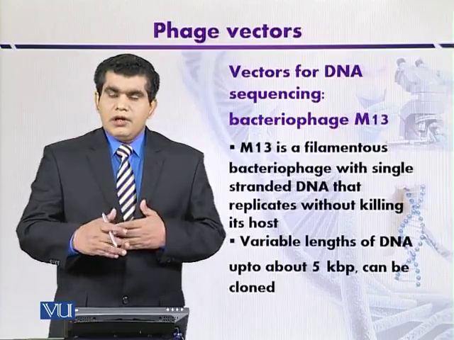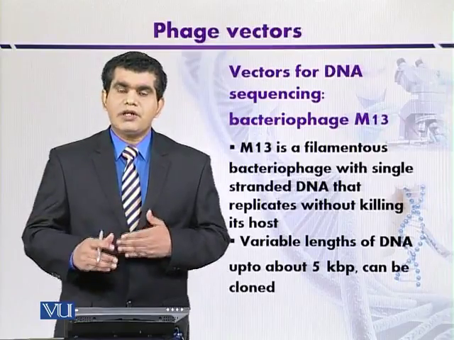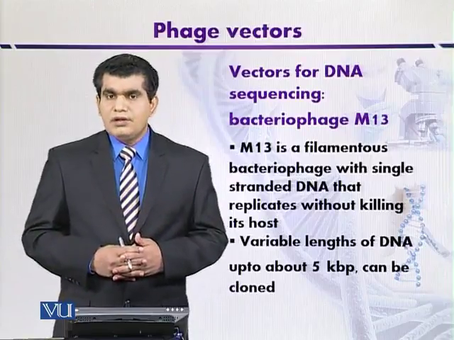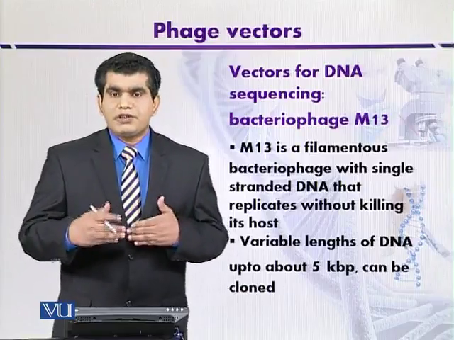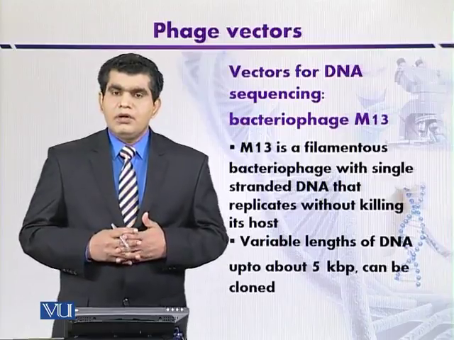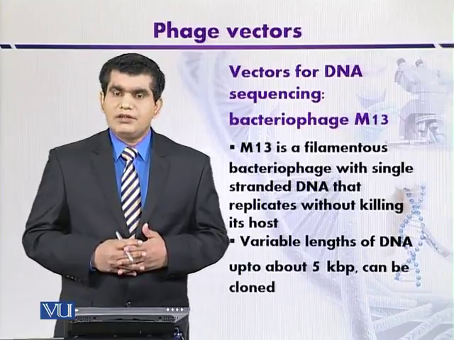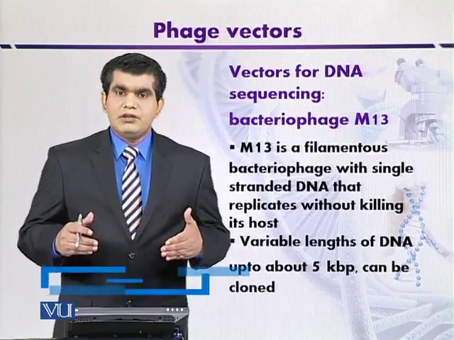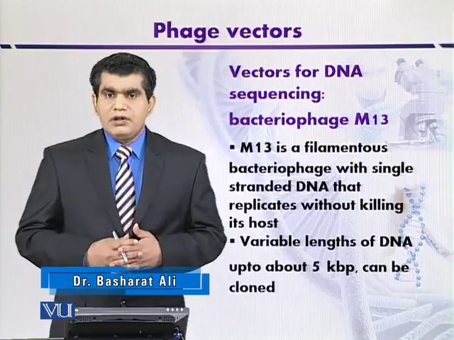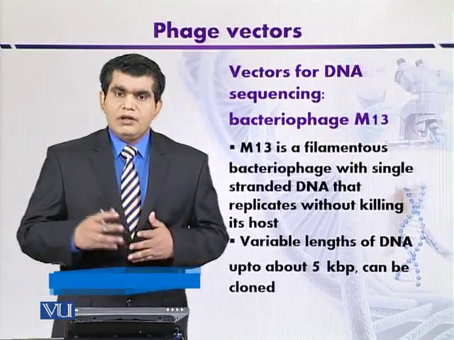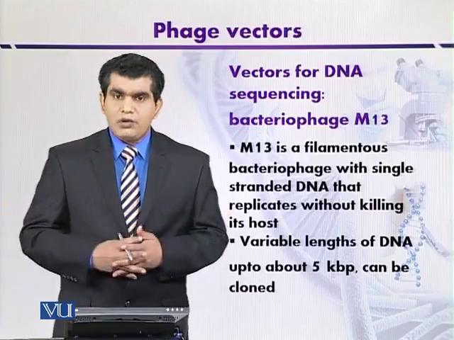During the reproduction process, bacteriophage M13 is not going to kill its host organism. Rather, the phage particles escape by the process of budding. One of the important characteristic features of the M13 phages is that they contain single-stranded DNA. So by having single-stranded DNA molecules in their particles, they can be used effectively for the sequencing of DNA molecules.